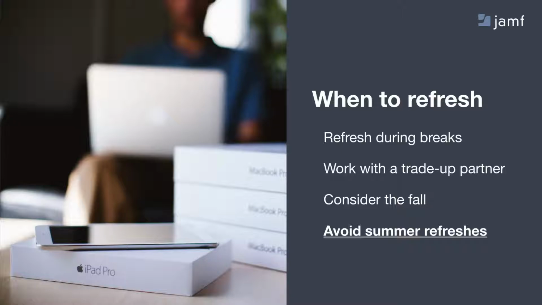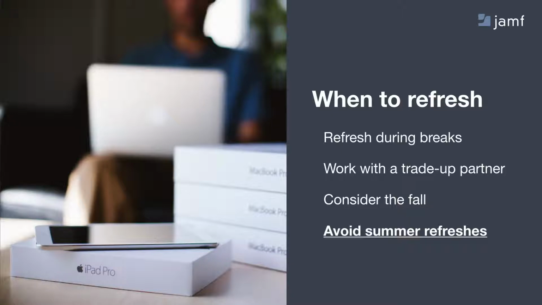So a couple of tips here. Make sure that you consider refreshing during breaks. So taking a look at maybe a Thanksgiving break or a winter break or a spring break when students aren't on campus, and IT teams typically have some additional time to work into these elements to make these refreshes happen. Another key piece is to work with a quality trade-up partner. Work with a company that has a solid reputation, is known for paying its bills and taking care of its customers year over year.